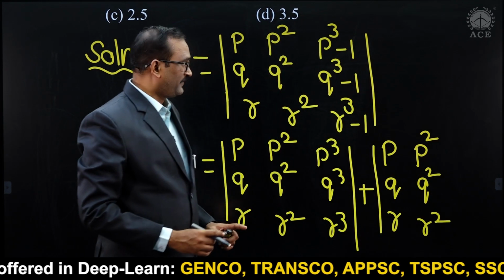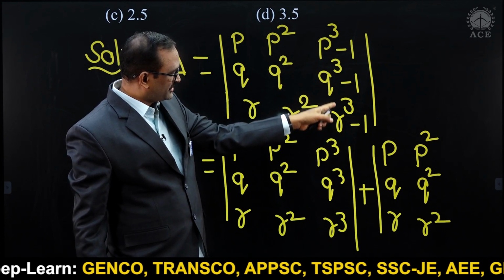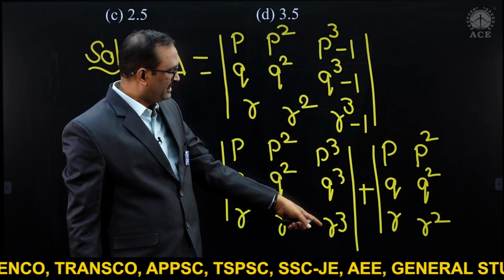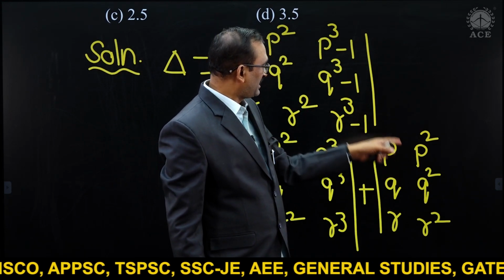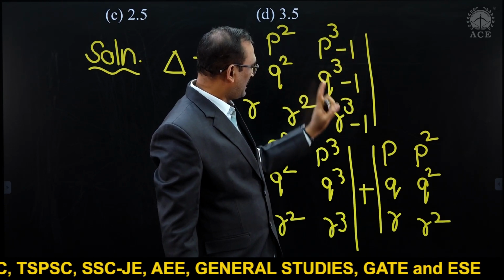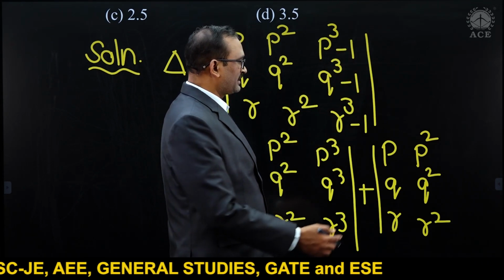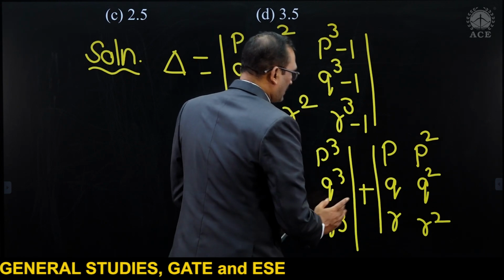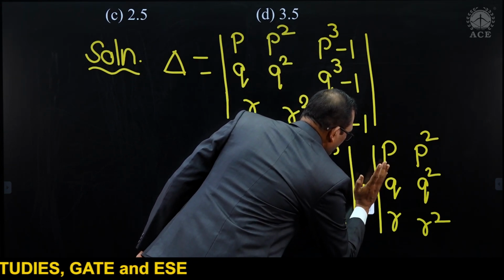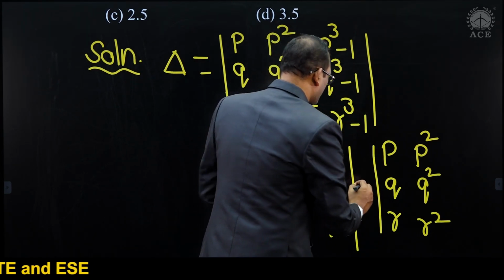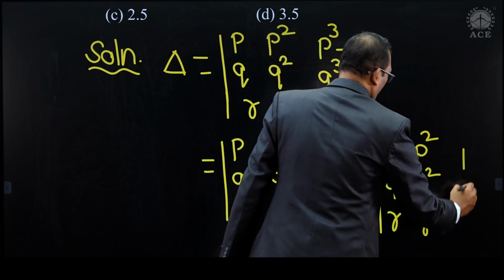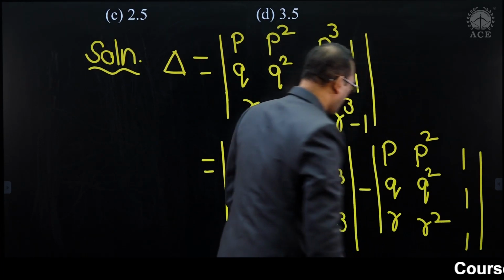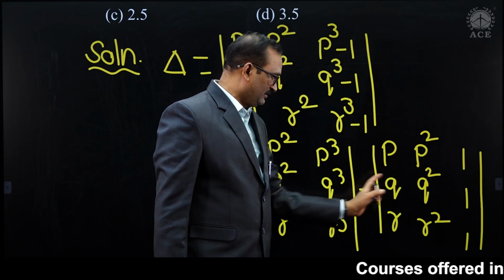Now here in the first determinant, only the first elements of the third column should be written. In the second determinant, you write only the second elements. I have already written it. If you want, you can write -1, or do one thing: instead of this plus symbol, you just write a minus symbol. Here you write 1, 1, 1. Now you observe -1, -1, -1.